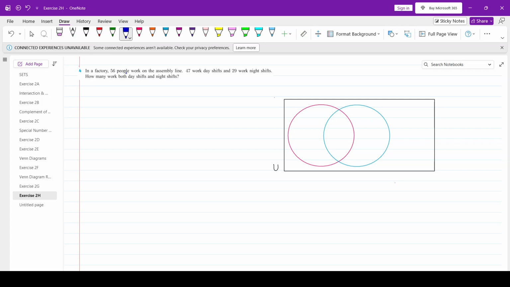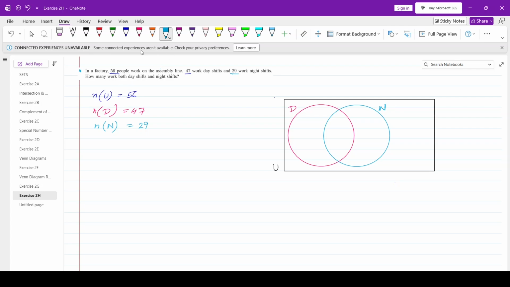In a factory, 56 people work on the assembly line. 47 work day shifts and 29 work night shifts. How many work both day shifts and night shifts? So this set is day and this set is night. We know the number of people in the universal set is 56. The number of people in the day shift is 47 and the number of people in the night shift is 29.